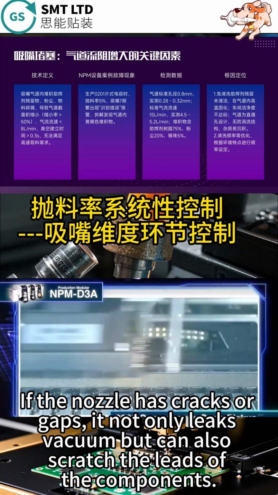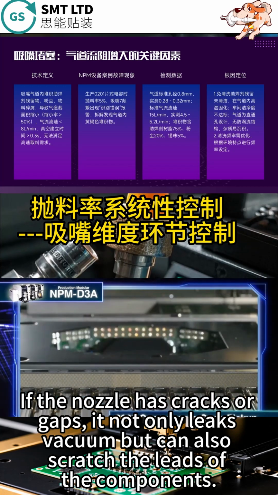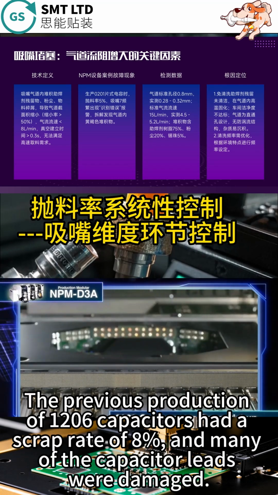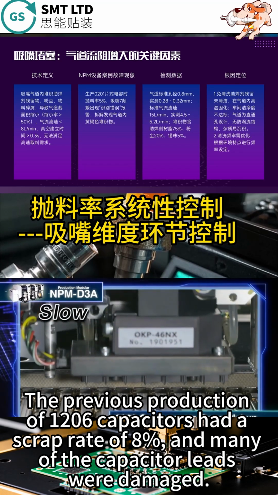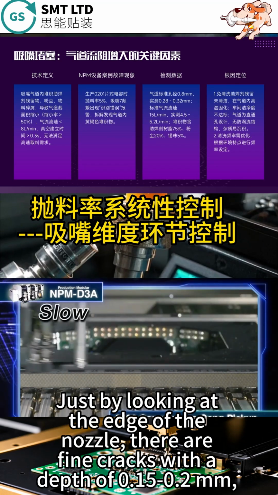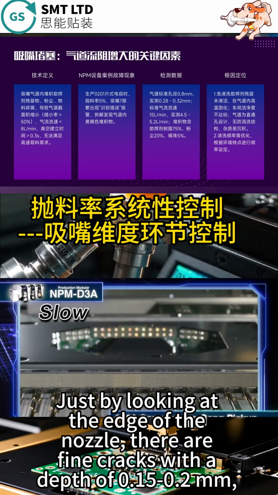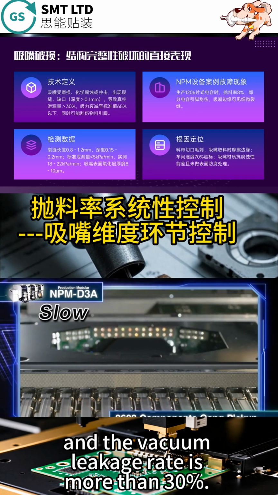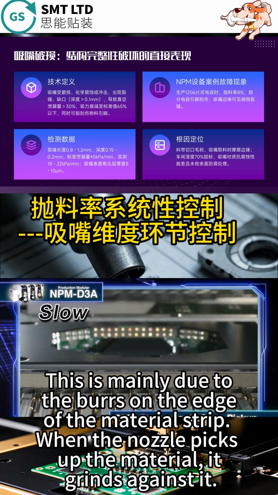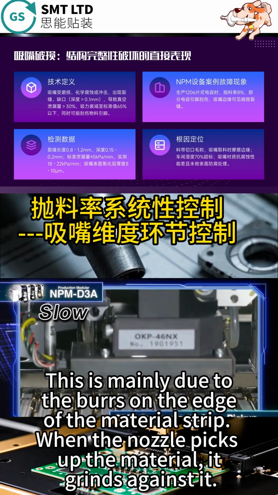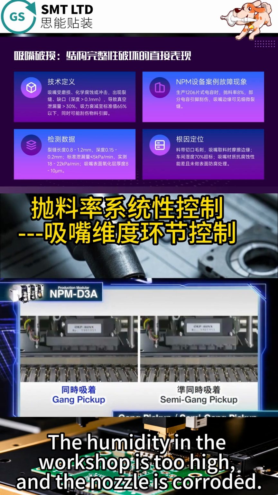If the nozzle has cracks or gaps, it not only leaks vacuum, but can also scratch the lids of the components. The previous production of 1206 capacitors had a scrap rate of 8%, and many of the capacitor lids were damaged. Just by looking at the edge of the nozzle, there are fine cracks with a depth of 0.15 to 0.2 mm. And the vacuum leakage rate is more than 30%. This is mainly due to the burrs on the edge of the material strip. When the nozzle picks up the material, it grinds against it. The humidity in the workshop is too high, and the nozzle is corroded.